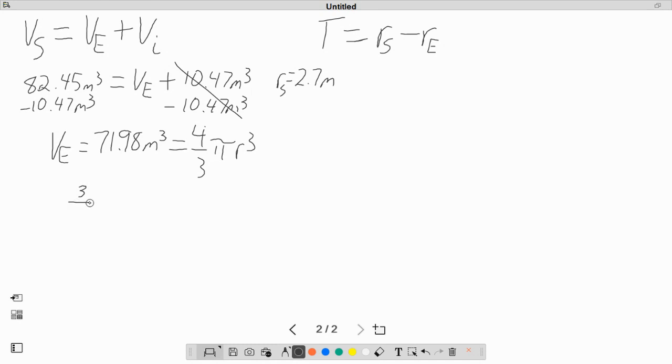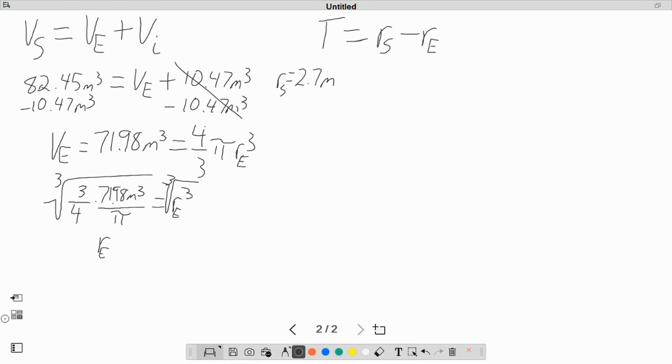So I'm going to do 3/4 times 71.98, and then divided by pi. I could have left 4/3 and pi in there, but ultimately I decided against it. And that should equal r cubed. So that means I'm going to have to take the cubic root. That will give me the r of the empty part, right? That's what I'm finding here, the volume of the empty.